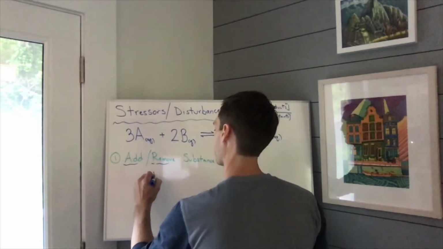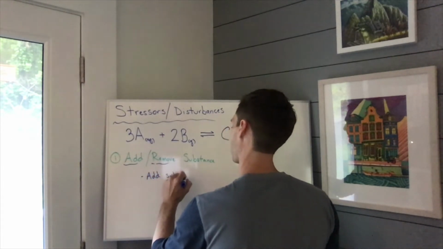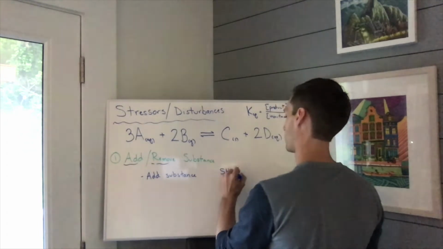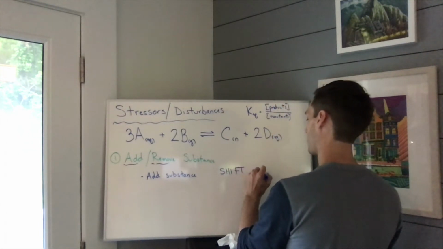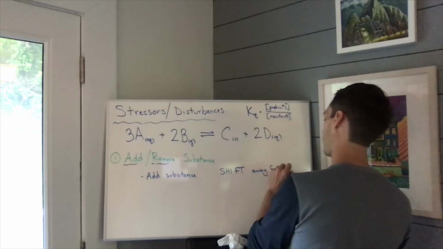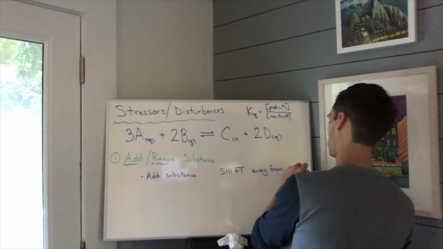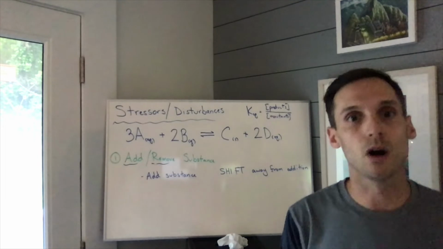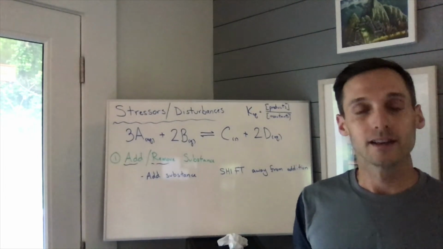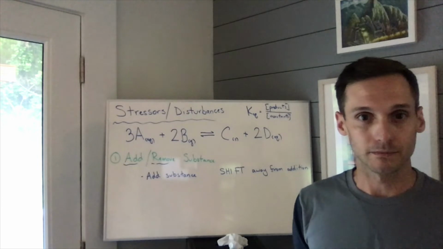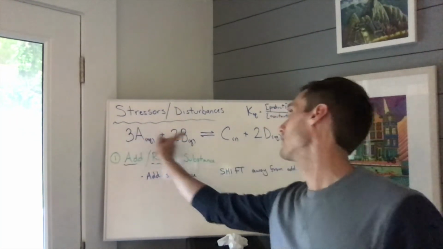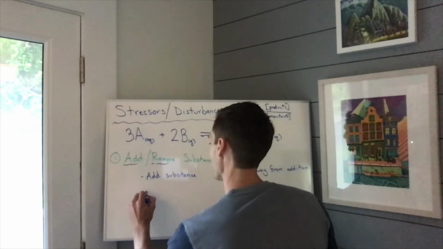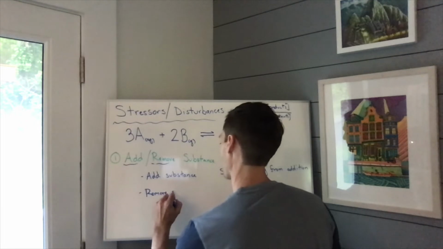So hopefully through these couple examples, you can see a general rule forming here, where if we add a substance, then we will shift away from the addition. Okay, we're going to have to shift the reaction in the direction that goes away from wherever you added substance to that reaction. Okay, in our example, we added A, so it's going to shift away from that towards the other side.